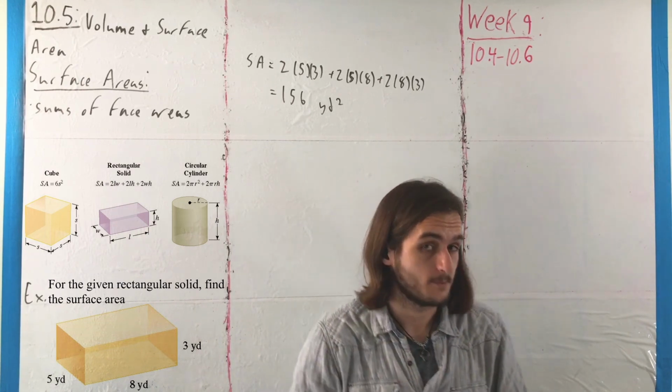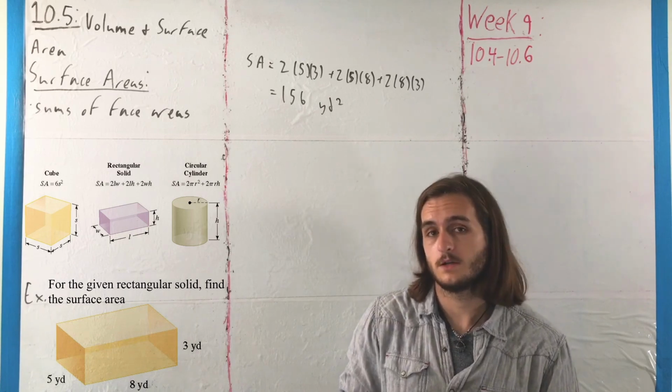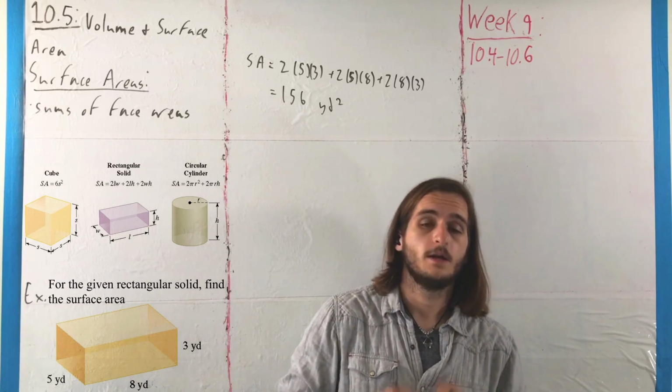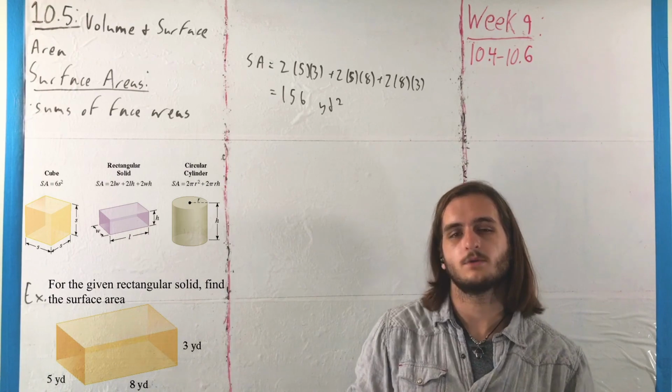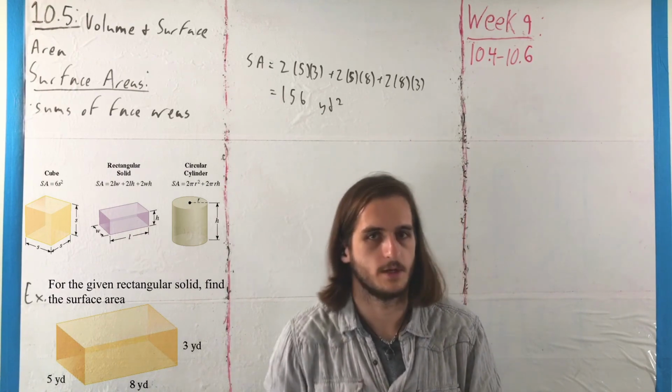Anyway, that's all we've got here for 10.5, so let's move on to our last section of the chapter, 10.6, to start talking about right triangles and trigonometry. See you in there.